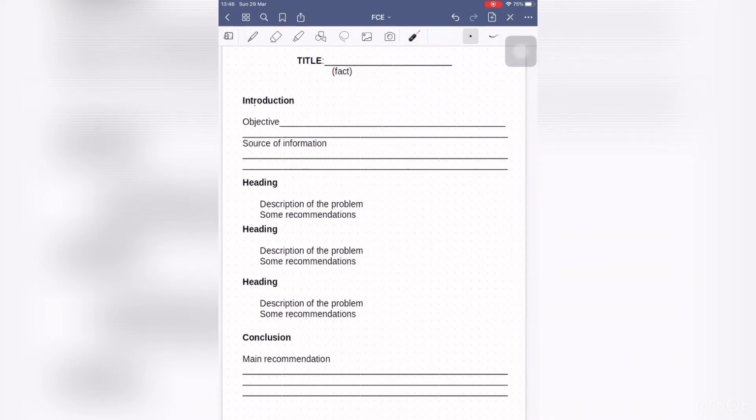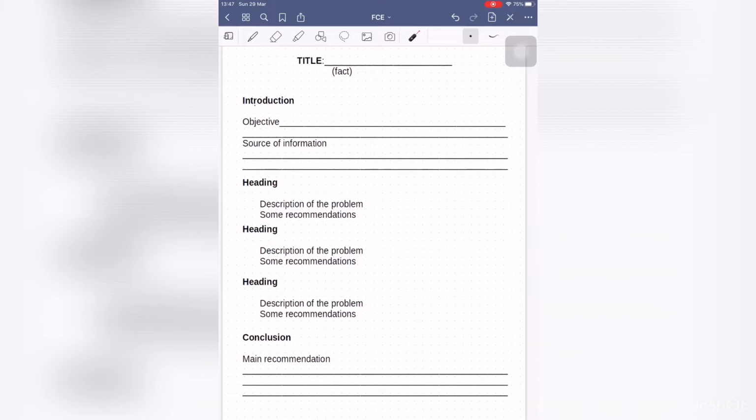Now, after that, we have the introduction. This is going to be just one paragraph in which we state both our objective and the source of our information. This is where did we get our information from. We could have made interviews, we could have just read some things, or we could have made observations.